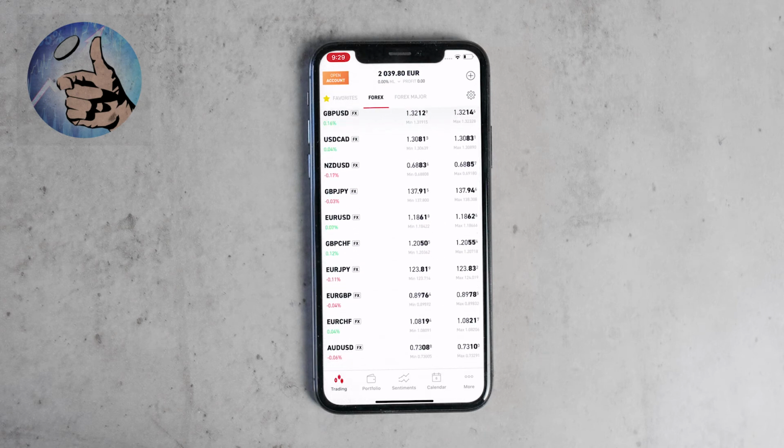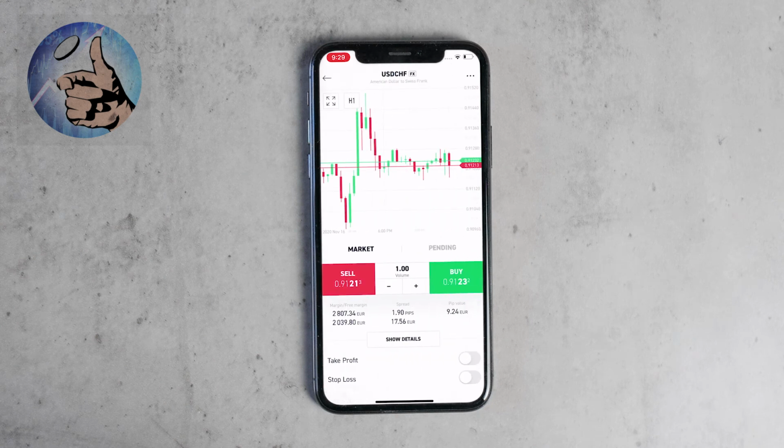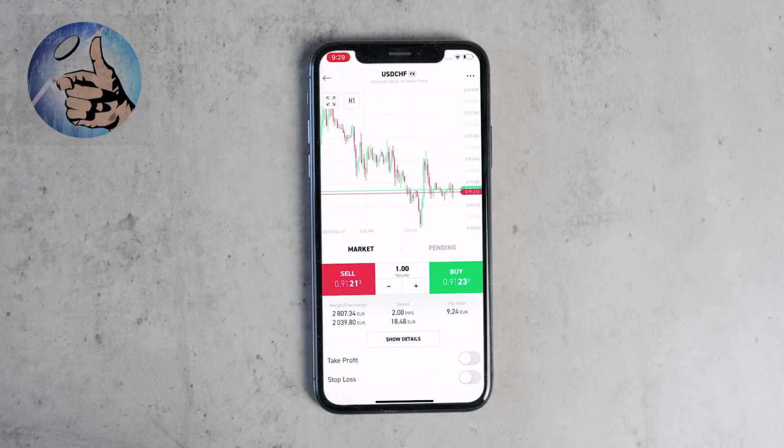Okay, now let's finally get to the actual trading. You can see this is our account. We currently have 2,039 euros on our account, and we're going to choose something to trade. I really have no idea what it's going to be. I will probably go with Forex, because last time I was trading indices, and it's not a really good idea because those actually have the tendency to always go up. So I will rather focus on Forex, where it's a little bit more random.